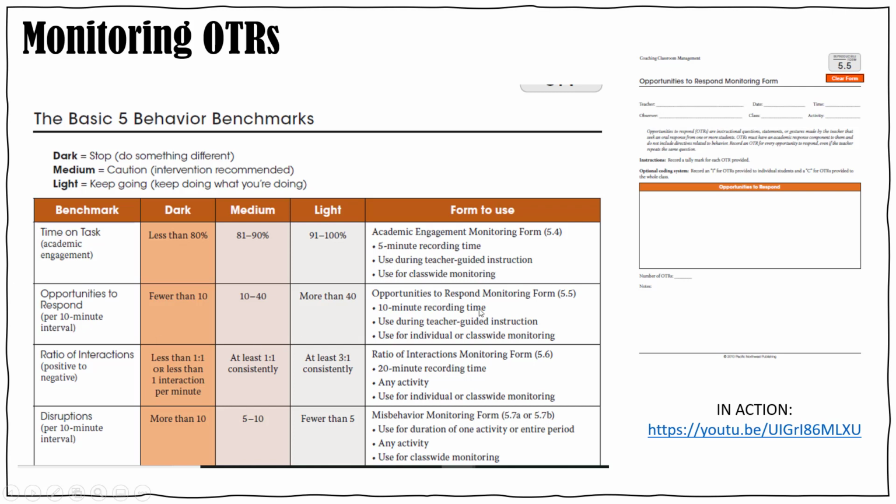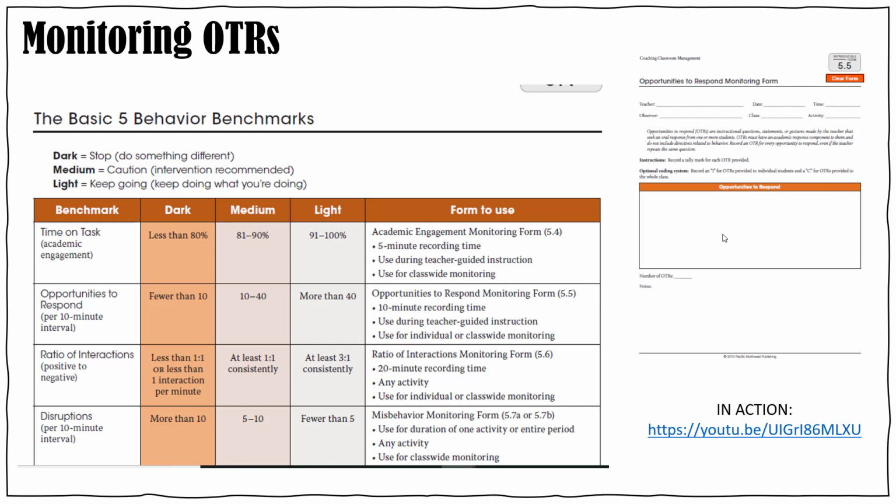So 10-minute recording time, and then you want to look at how many opportunities to respond you give. And here's a data sheet that you guys can use as well. This is Form 5.5. And basically, every time you do an opportunity to respond, you either put an I or a C. So an I would be you're doing an opportunity to respond for an individual student. A C is for the whole class.